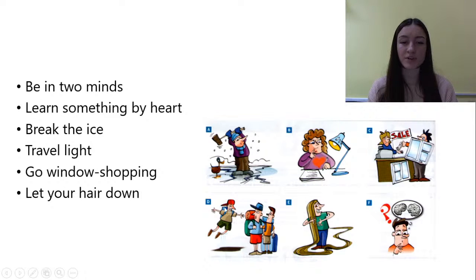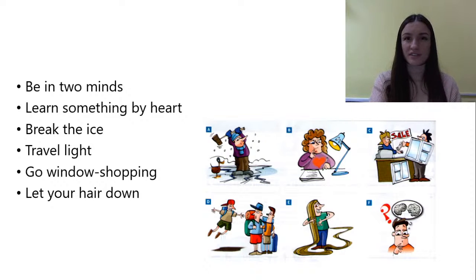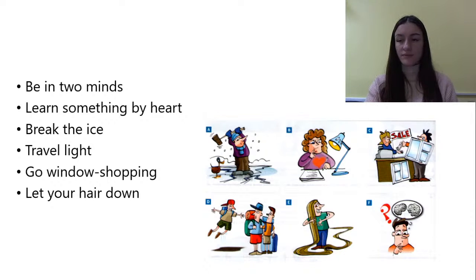Wonderful. Travel light is picture D. It means to travel with little luggage. Подорожувати з невеликою кількістю багажу. Travel light. Next, go window shopping. What picture is it? Yes, right, this is C. It doesn't mean to buy windows. It means to go, to look at the shops, but not to buy anything. Дивитися, але не купляти. Next, let your hair down.